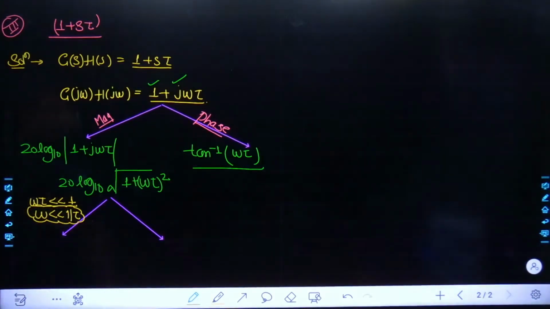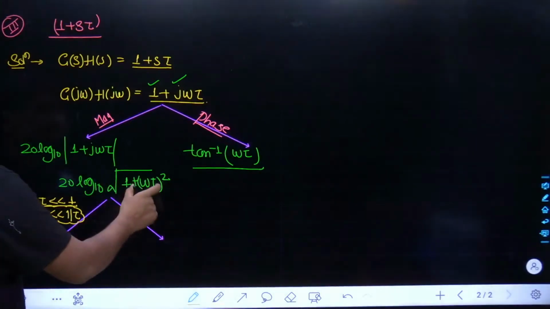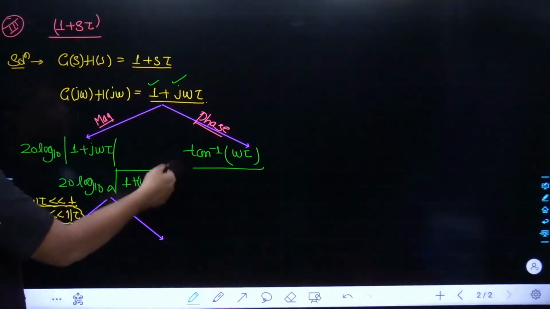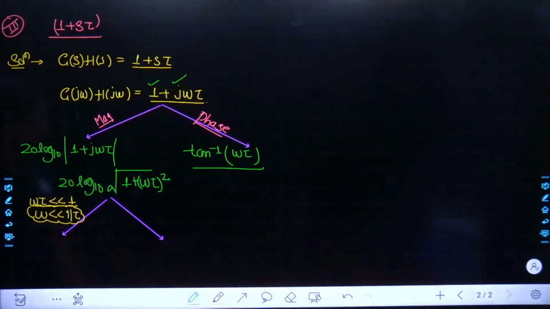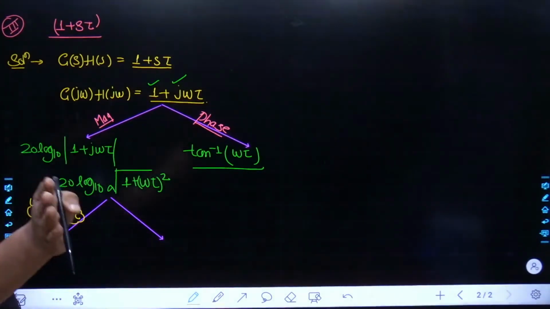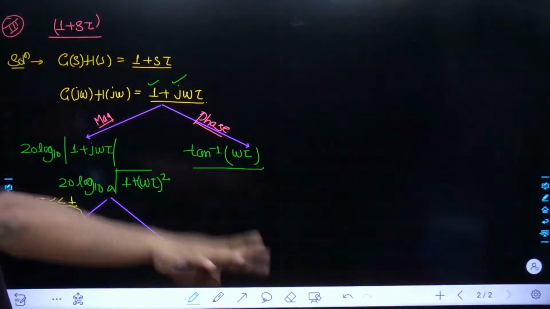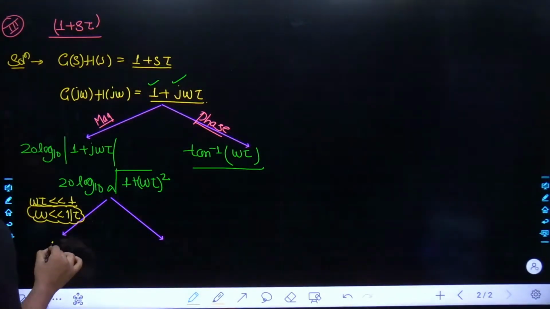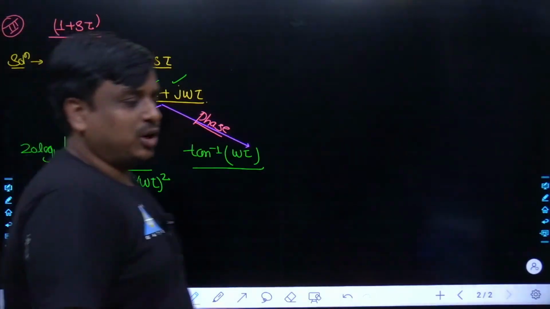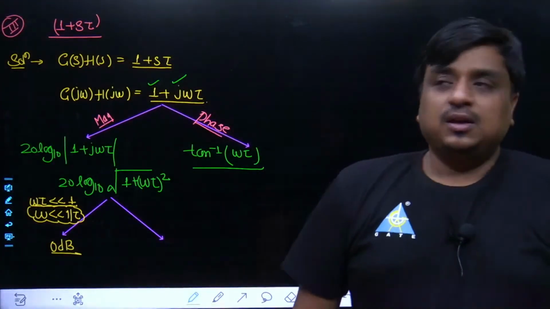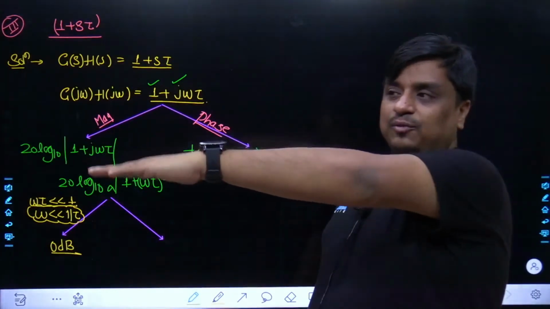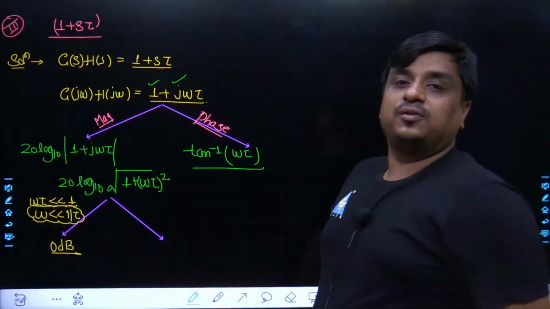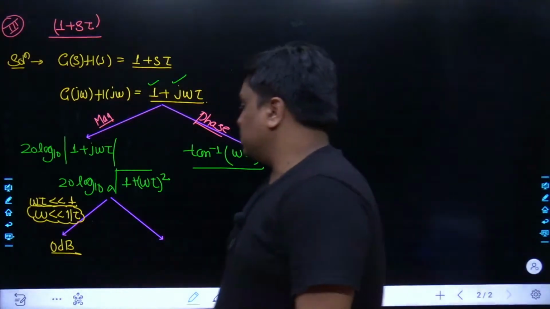In that case, what happens? If omega tau is much, much smaller than 1, omega tau square would be even smaller than 1. End of the day, it simply becomes 20 log base 10 of 1. And as we know, log base a of 1 is simply 0. So I can say when the operating frequency omega is much smaller than 1 upon tau, the Bode magnitude plot would be simply a 0 dB curve, or I would say a slopeless curve lying over the 0 dB.